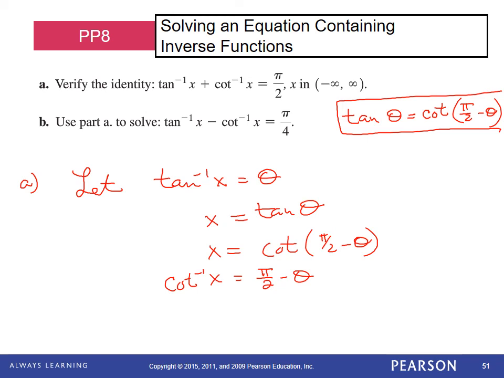Okay, let's see. Where do we want to get to? We want to have pi over 2 on the right-hand side, don't we? So let's do this here. Let's add theta over here, and let's add theta over here. Now, the only issue is cotangent inverse of x plus theta is not going to go together. Those aren't like terms. So let's write theta here, cotangent inverse of x over here. Good there so far?